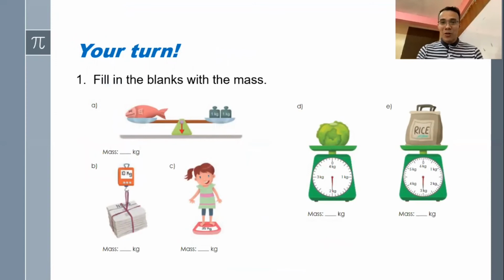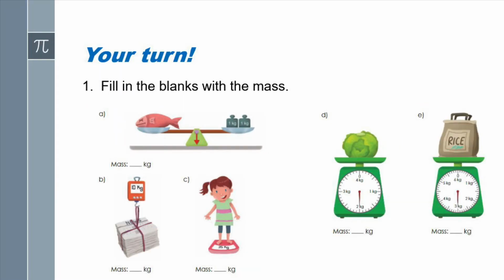Now it's your turn, and let's see if you learned something from my discussion. I'm giving you time to answer item number 1. After that, we are going to discuss the answers.